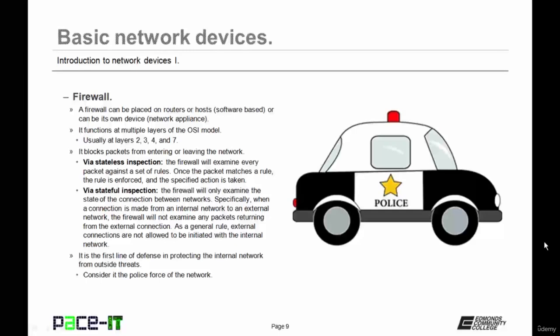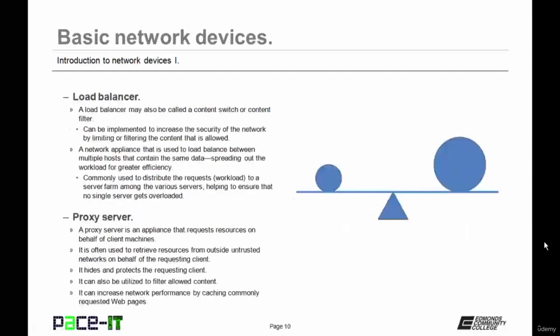Firewalls are usually the first line of defense in protecting the internal network from outside threats. You can consider the firewall as the police force of the network. Then we have load balancers. A load balancer may also be called a content switch or content filter. Load balancers can be implemented to increase the security of a network by limiting or filtering the content that is allowed to be on the network.